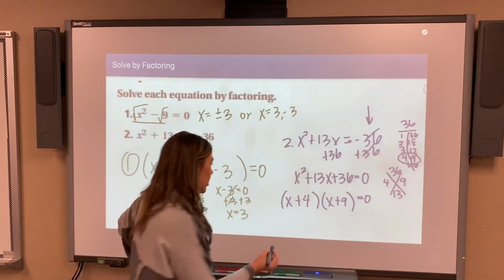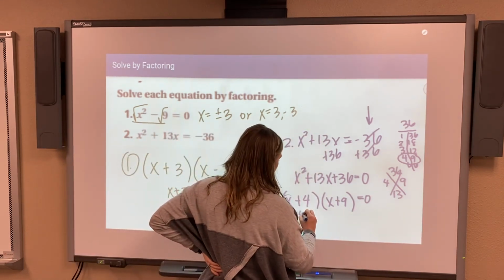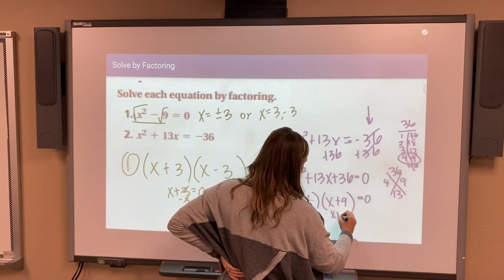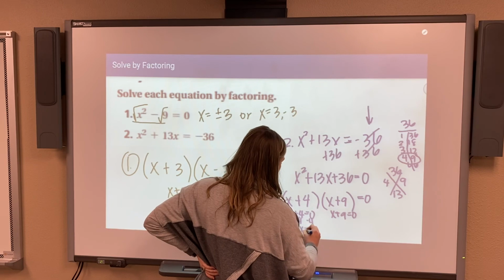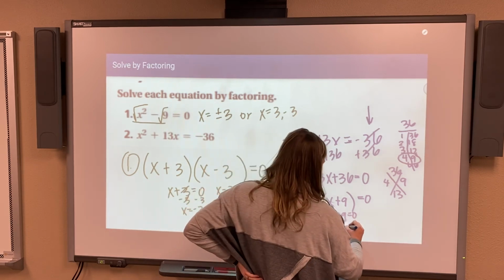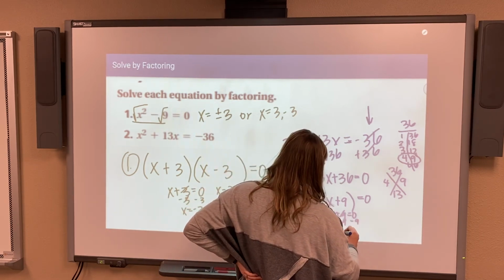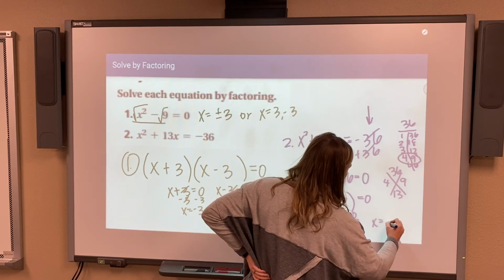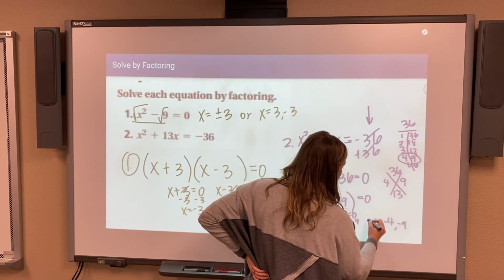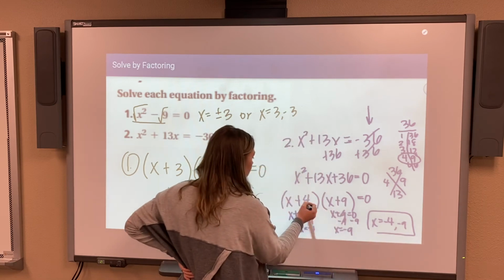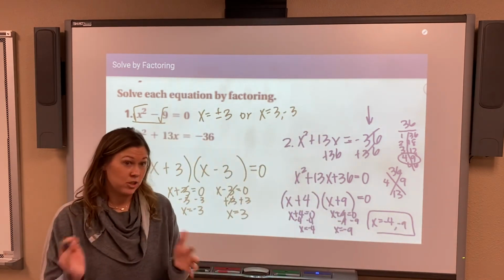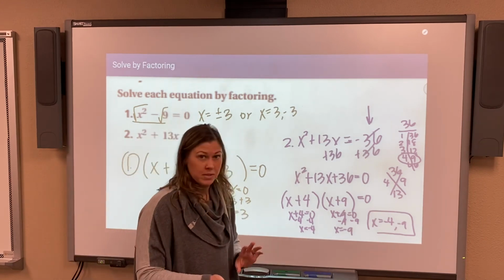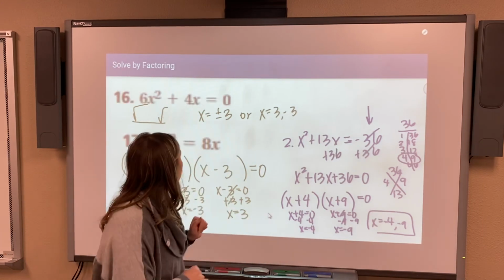So now that we've factored, we're going to say x plus 4 equals 0 and x plus 9 equals 0. Solve: subtract 4, x equals negative 4. Subtract 9, x equals negative 9. So your solutions are negative 4 and negative 9. If you notice, positive 4, positive 9, negative 4, negative 9. So if you go from factor to your zeros, it's always the opposite sign, okay?